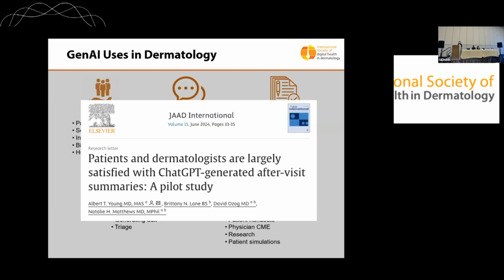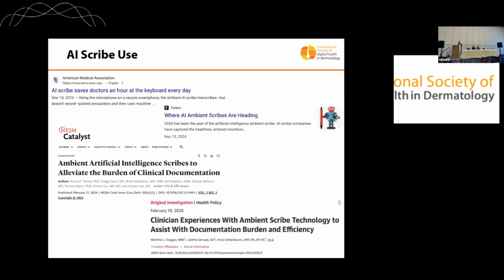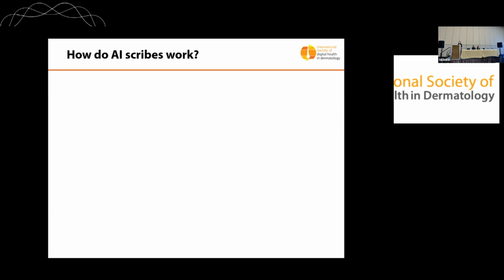But this really leads me to discuss other avenues of documentation, specifically AI scribe use. There's a lot of discussion recently around AI scribe use and how it helps with documentation, reducing documentation time, improving provider relationships. But again, what exactly are these? How do they work? Why are we using them if we don't really know how they work?